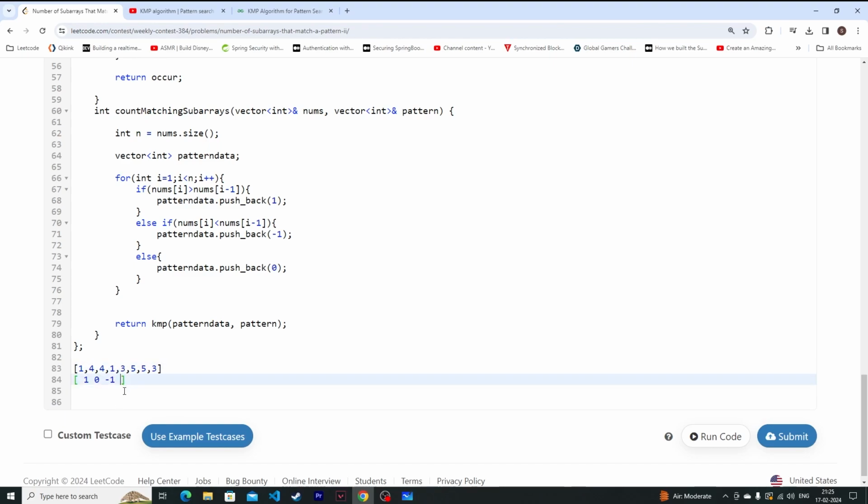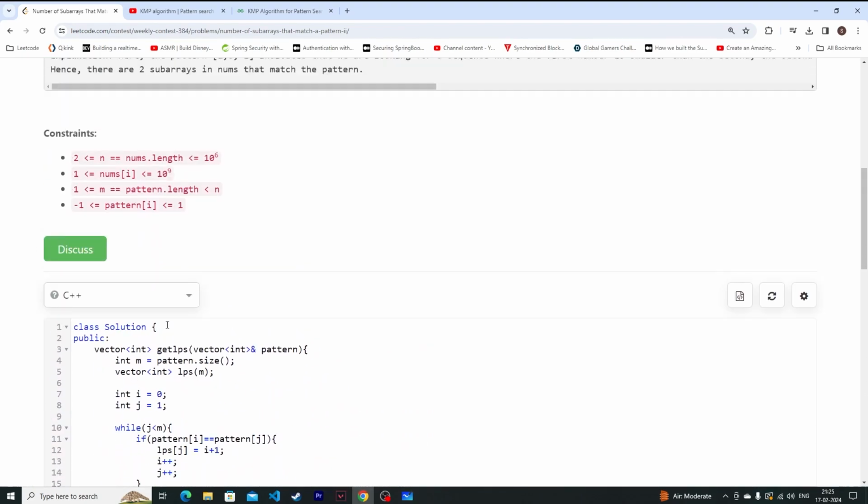1 and 3 increasing order, you would get a 1. 3 and 5 again increasing, 1. 5 and 5 equals, that is 0. 5 and 3 decreasing, you get a minus 1. Understood, right, what I assigned to what? 1 and 4 was increasing, that's why 1. 4 and 4 was equal, that's why 0. 4 and 1 decreasing, minus 1. Increasing 1, decreasing, again increasing 1, equals 0 and decreasing minus 1.